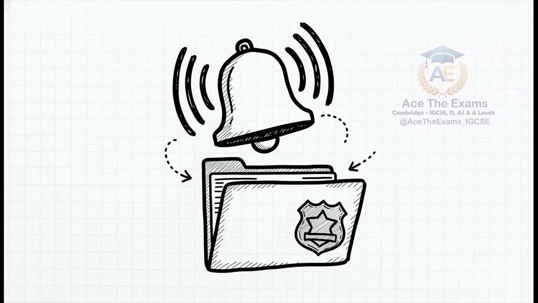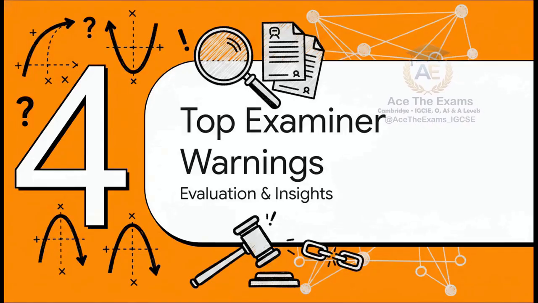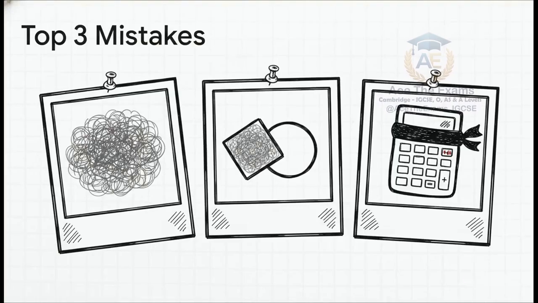All right, perimeter secured. Back to the evidence board. Section 4. Top Examiner Warnings. Let's cross-examine the biggest pitfalls. So, we've broken down the model responses, but now we need to look at the dark side.